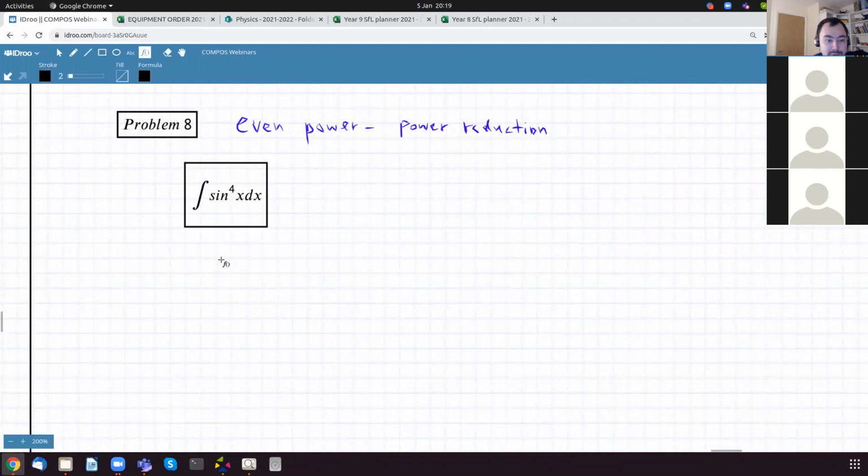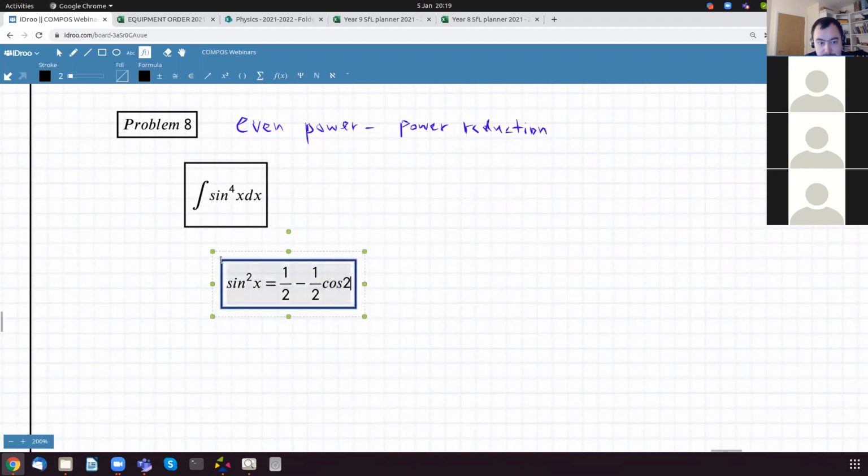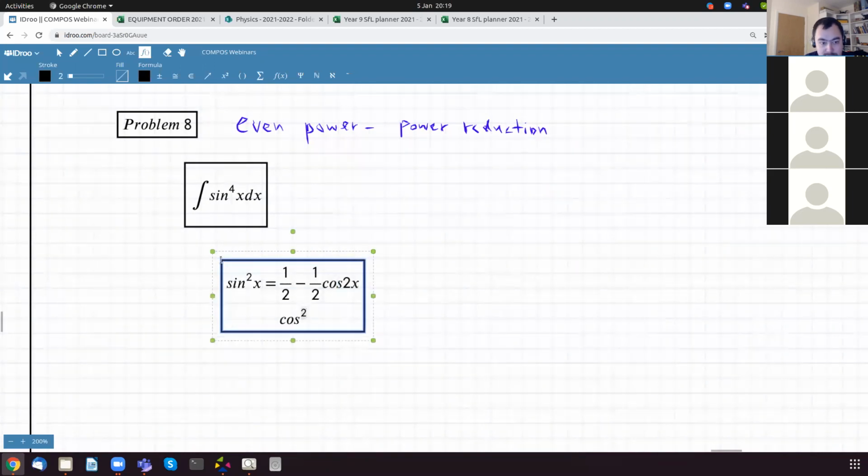There are two power reduction formulas. Sine squared x is equal to 1/2 minus 1/2 cos 2x, and cos squared x equals 1/2 plus 1/2 cos 2x. These are called power reduction formulas.